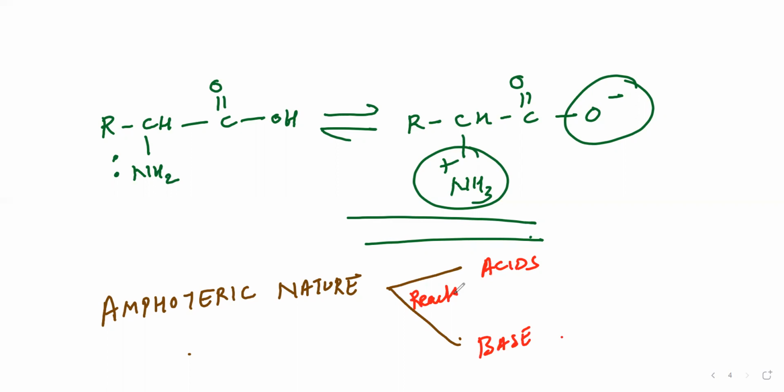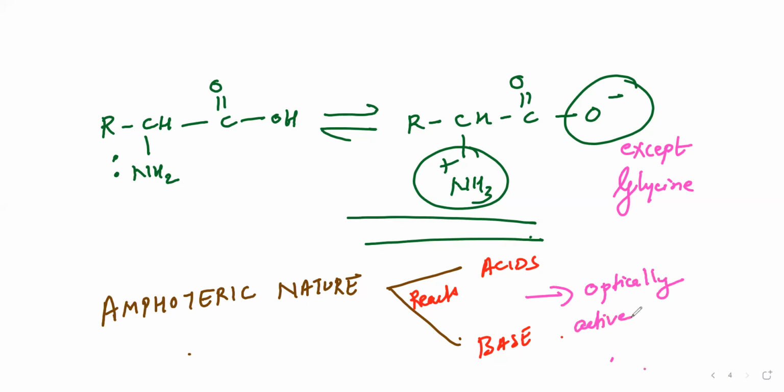Okay, now this is applicable to all the amino acids, that is all the 20 amino acids except one, which is glycine. Okay, exception. Except what? Glycine. So if you leave this glycine, rest all the amino acids, they are having this particular nature and all are optically active. And yesterday itself, I told you what optically active means.